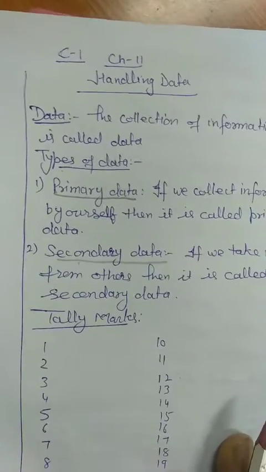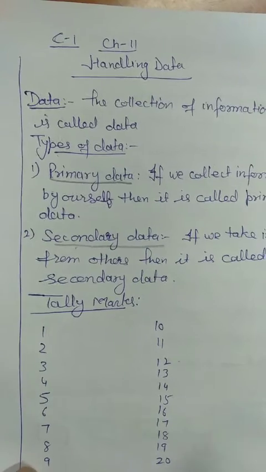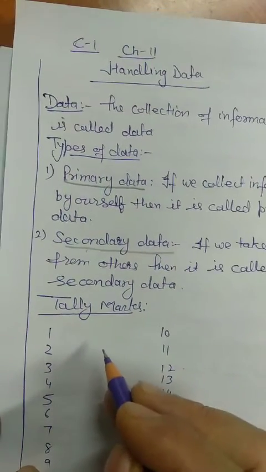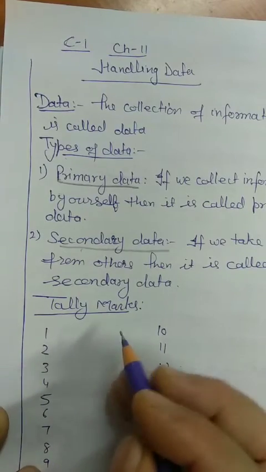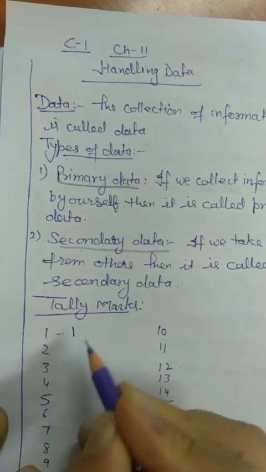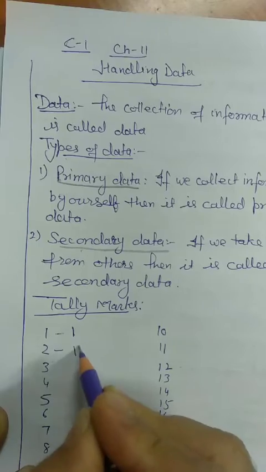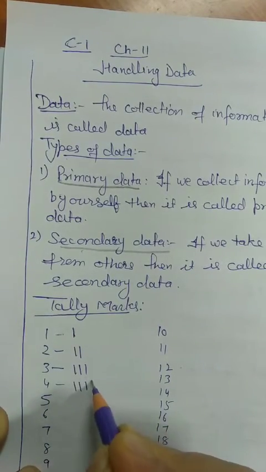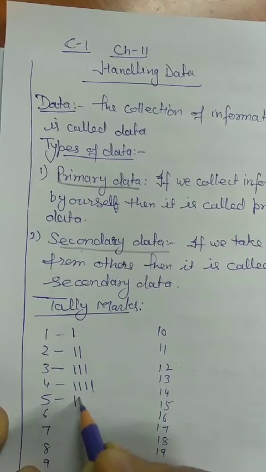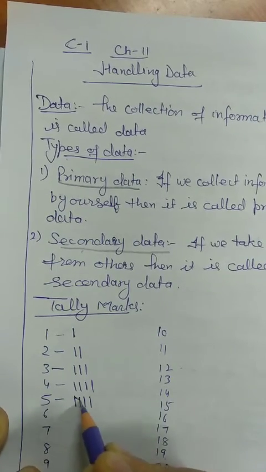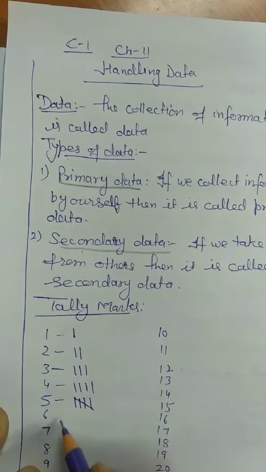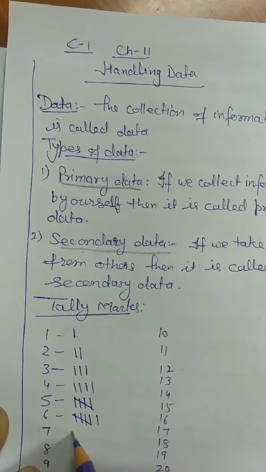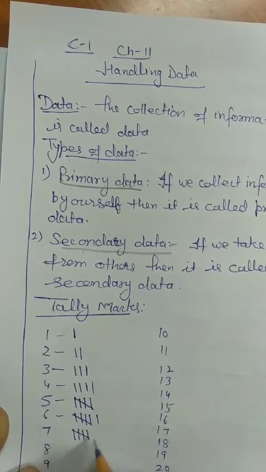Now I am telling you about the tallies. Tallies are how to write the numbers in statistics, in handling data. So 1 is written as a little slanting line, and 2 is written like this, 3 is written like this, and 4 is 4 lines, 1 2 3 4, and for 5 you just make a cut. This one is 5. And how is 6? 1 2 3 4 5 6. 7: 1 2 3 4 5 6 7.